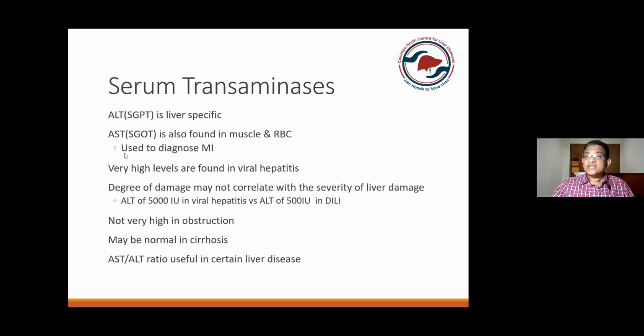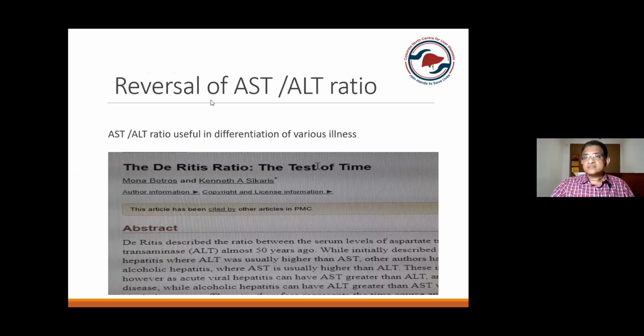That's why we are doing AST. Otherwise, what's the purpose of doing AST when ALT is very liver specific? The whole purpose of doing AST is to differentiate various liver illnesses by measuring this AST to ALT ratio. So if AST is more than ALT, it directs you on different pathways of diagnosis. So this was described 60 years ago. This paper is still valid with the addition of dengue. If you add dengue to this publication, that publication is still valid now.